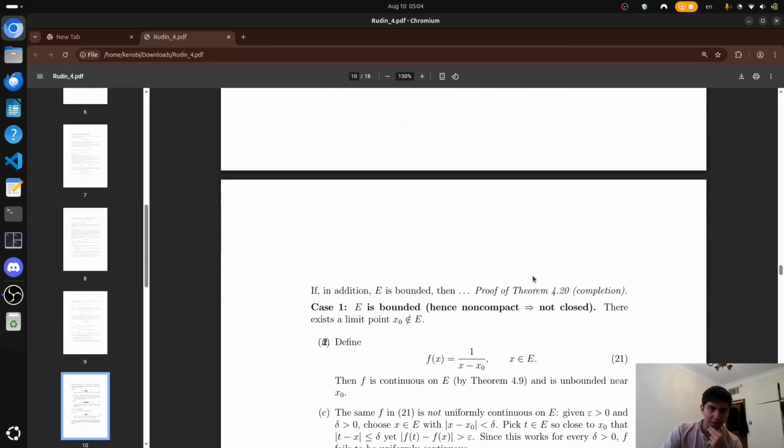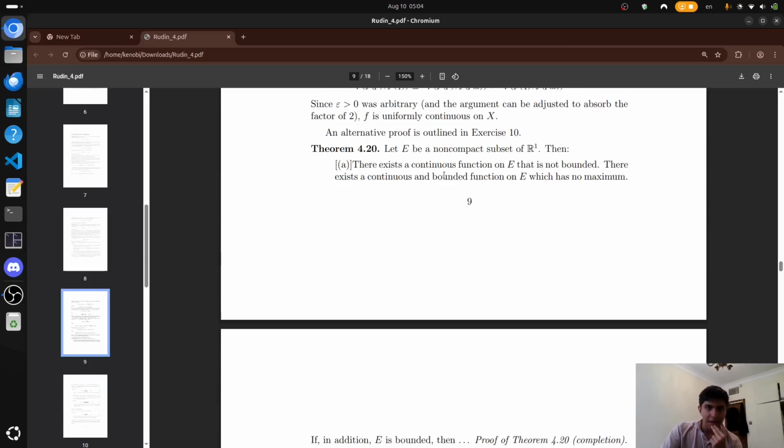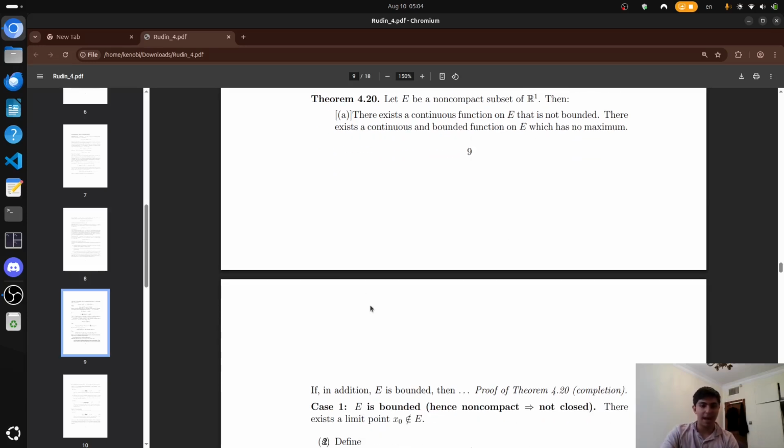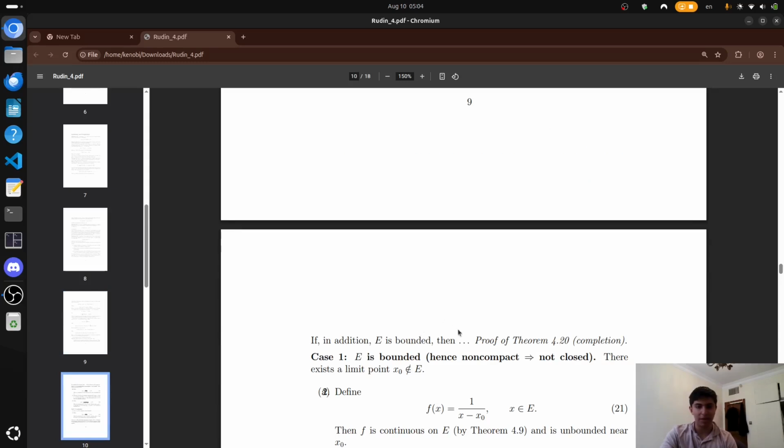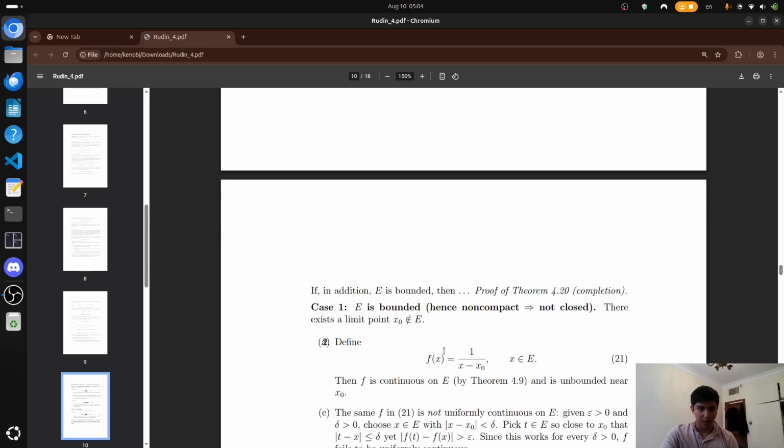We have the following theorem. Let E be a non-compact subset of R1. Then there exists a continuous function on E that is not bounded. There exists a continuous and bounded function on E which has no maximum. And in addition, if E is bounded, then, it's not written here, but there exists a continuous function on E which is not uniformly continuous.